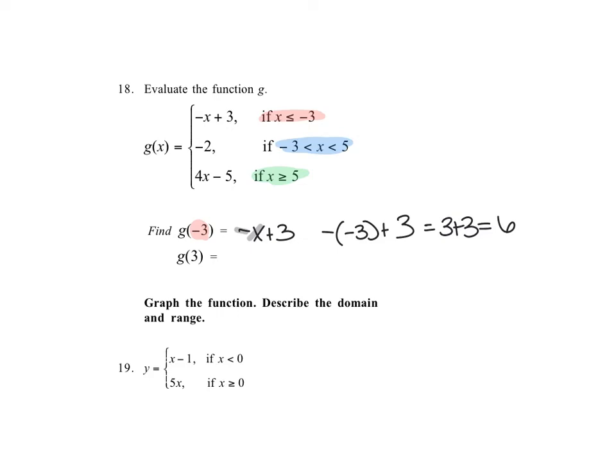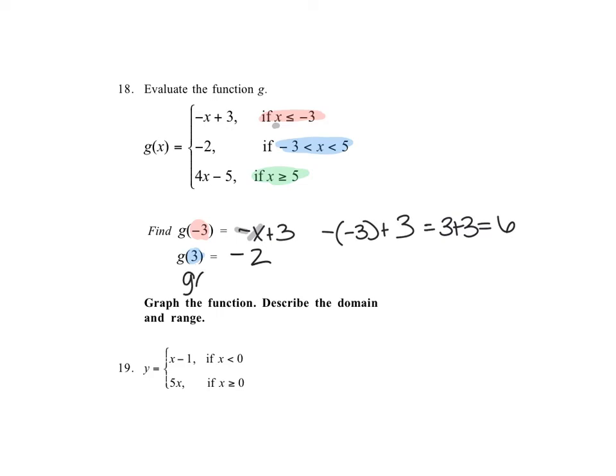Now let's look at g of 3. Where does that fall? Is 3 less than or equal to negative 3? No. Is 3 between negative 3 and 5? That's what this means, between negative 3 and 5. And the answer to that question is yes, it is between negative 3 and 5. So we would use negative 2. And what does that mean? That means no matter what x is, all those y values are negative 2. So g of 3 is equal to just negative 2.